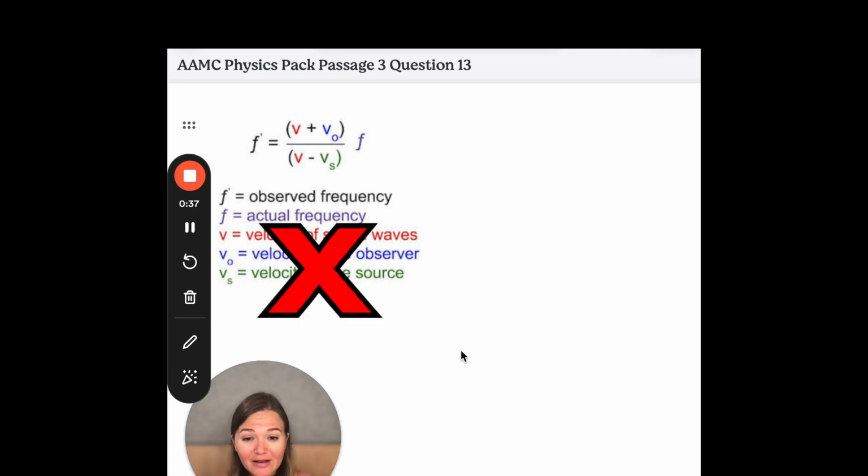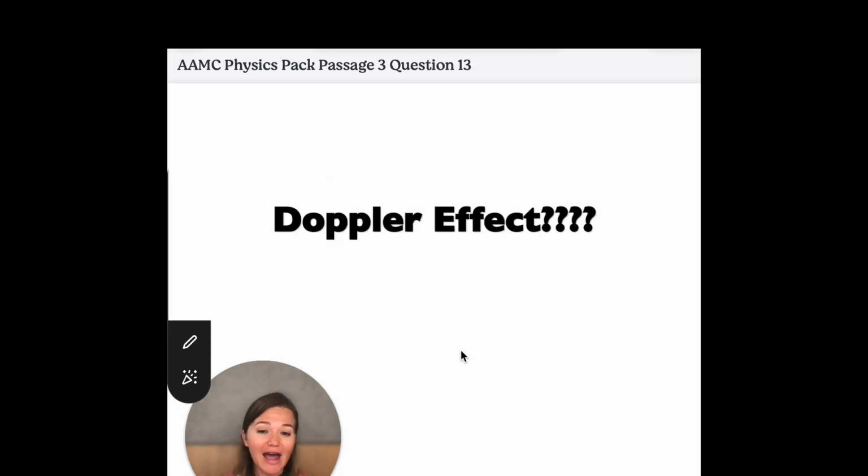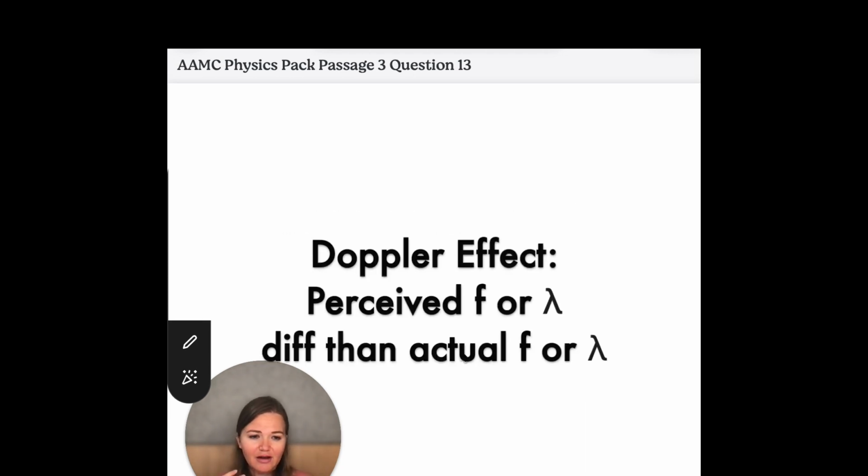What they care about is you having a conceptual understanding of how the Doppler effect works, as is the case for most concepts that are tested on the MCAT. It's not just about memorization, it's about actually understanding what's going on. So what is the Doppler effect? Well, the Doppler effect is just the idea that sometimes we perceive the frequency or the wavelength of a wave as being different than it actually is.